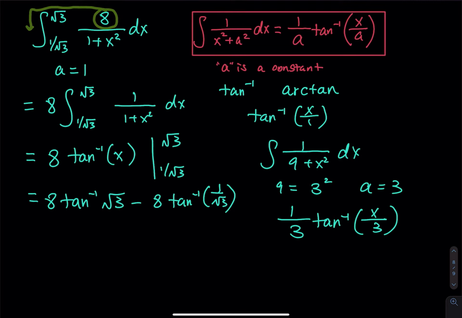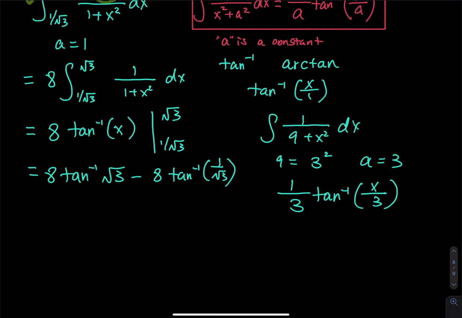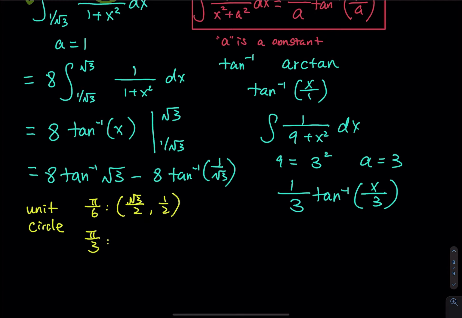Now you have to review your unit circle. Your unit circle stuff, let's do that in yellow. Two points that I have to review are pi over 6 and pi over 3. So what is the coordinate of pi over 6? The x coordinate is root 3 over 2, and the y coordinate is 1/2. For pi over 3, the x coordinate is 1/2, and the y coordinate is root 3 over 2.